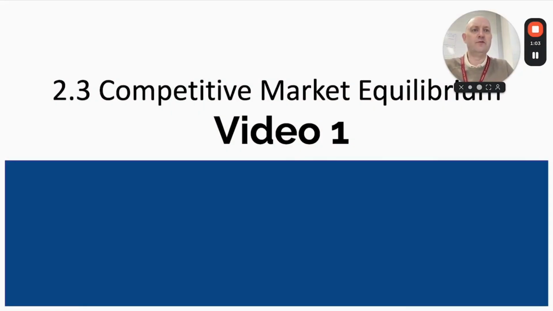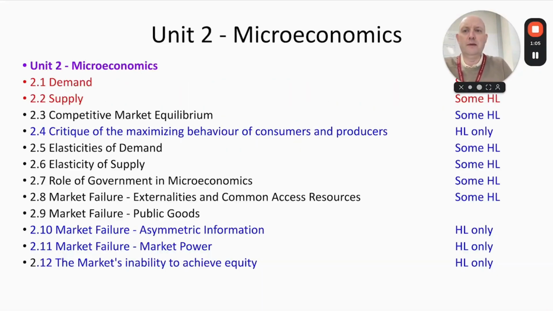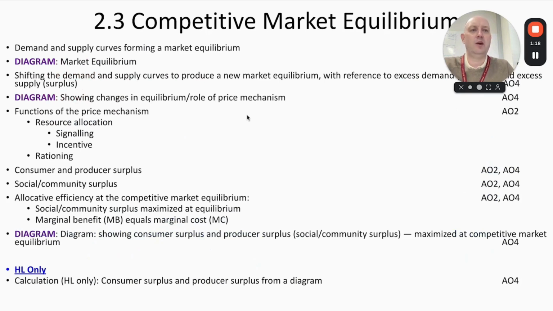Hello everyone and welcome to video 1 in chapter 2.3, competitive market equilibrium. This is the third chapter in unit 2, microeconomics. We finished demand, we finished supply, and in 2.3 equilibrium we're going to put these two together to create equilibrium.